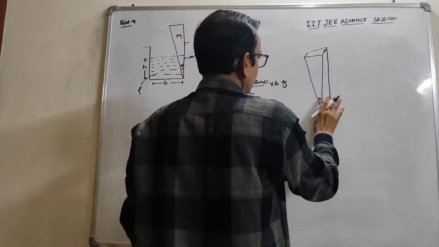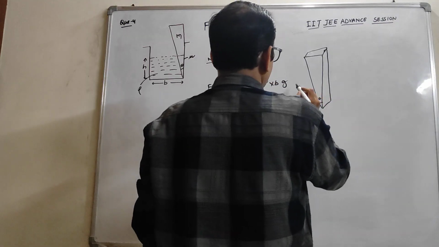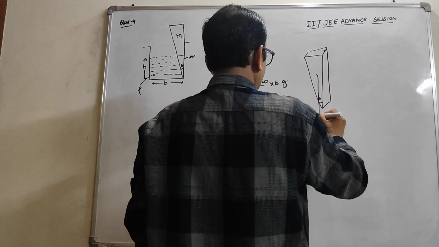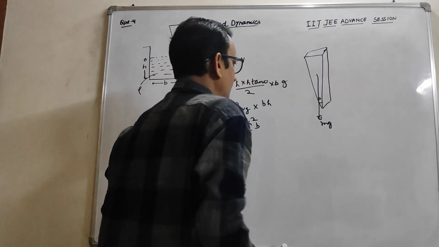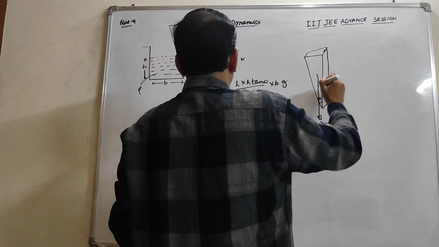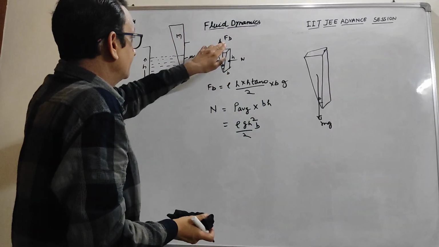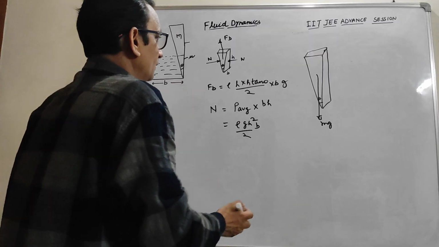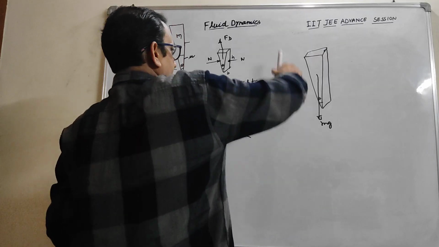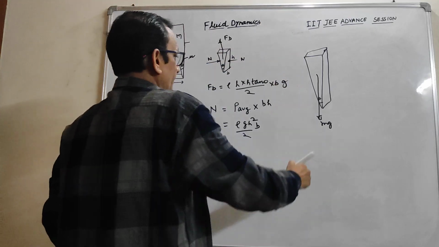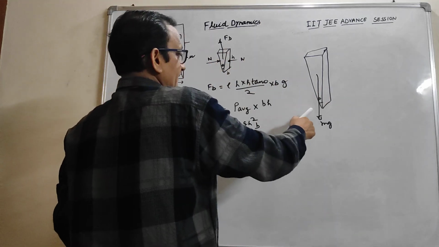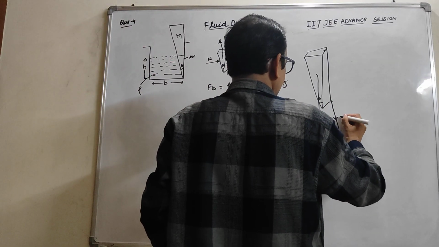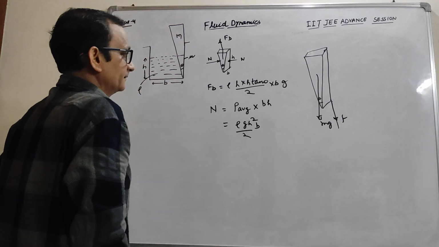This is the 3D view. Here mg is acting on the whole, and the buoyant force creates a lifting effect, with mg acting in the downward direction. So the buoyant force is lifting, so friction would be downward, opposing the relative motion. Motion is upward, so friction would be downward. So this is the direction of friction.